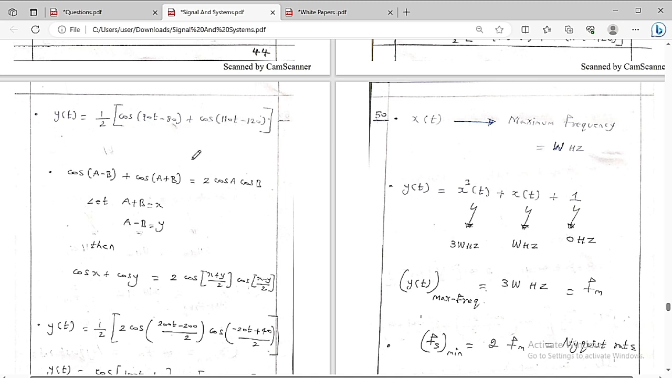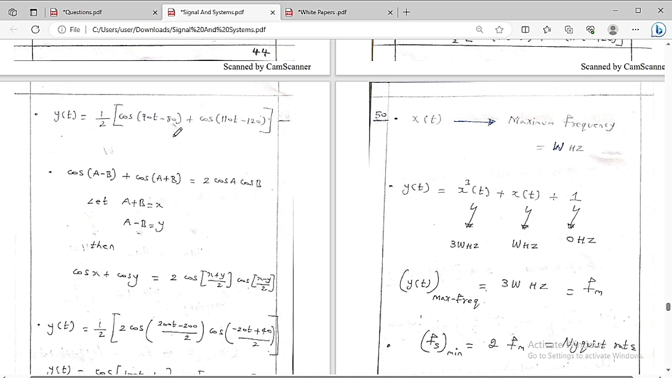Understood? So basically now I want to simplify from addition to multiplication. Basically this is addition, right? I want to convert from addition to multiplication. So I have to use this formula. Previously we did from multiplication to addition, but now I want to go from addition to multiplication. So you have to use this formula. So cos x plus cos y, the half is there already, we will keep it as it is. Half into 2 of cos of (x plus y).